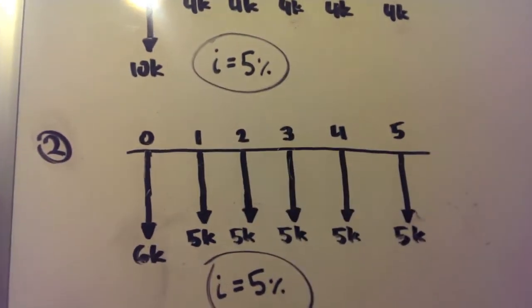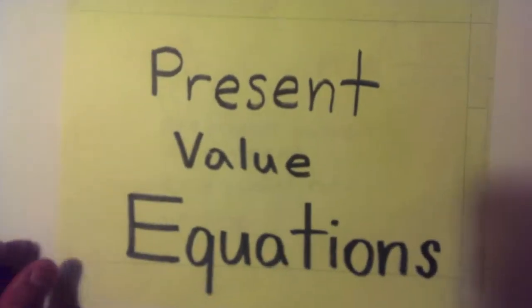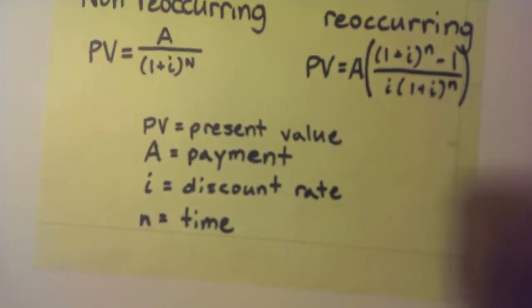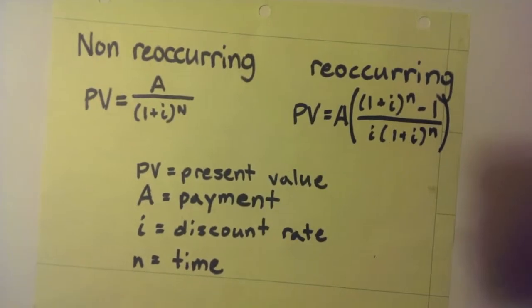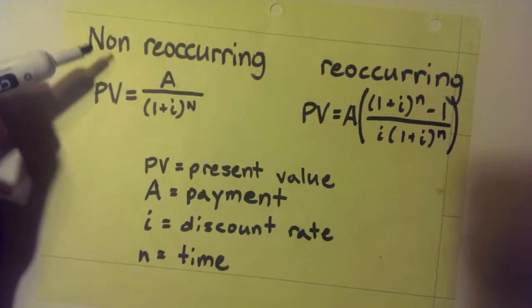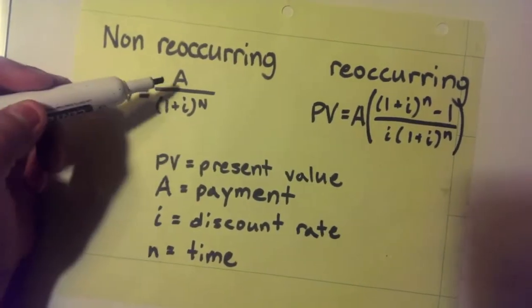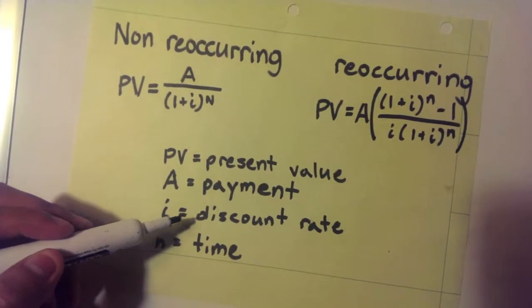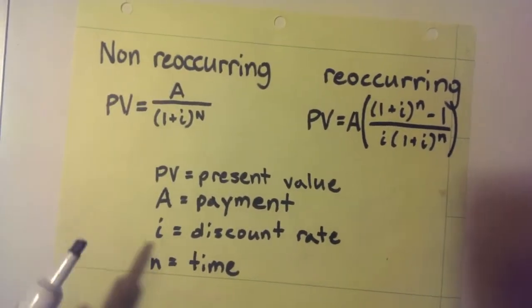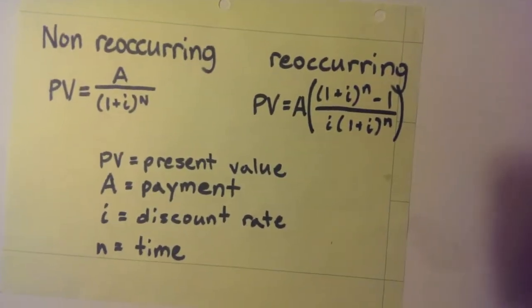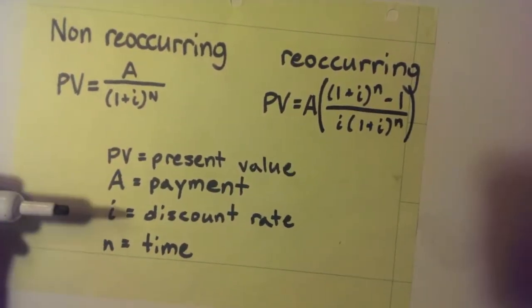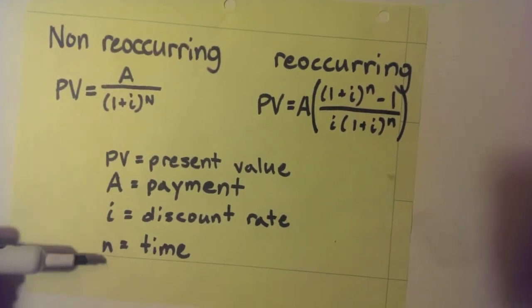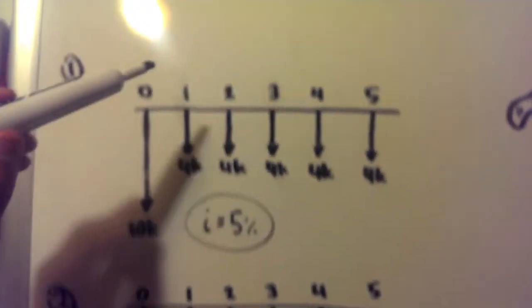To find the net present values, we will have to use our present value equations. Our present value equations can come in two different forms. One, if the payment is non-reoccurring, where A is your payment, I is your discount rate, and N is the time at the time of the payment. However, in both of our scenarios, we will have reoccurring payments, so this is the one we will use, where A is our reoccurring payment, I is the discount rate, and N is time. In this case, for both of them, 5 years.